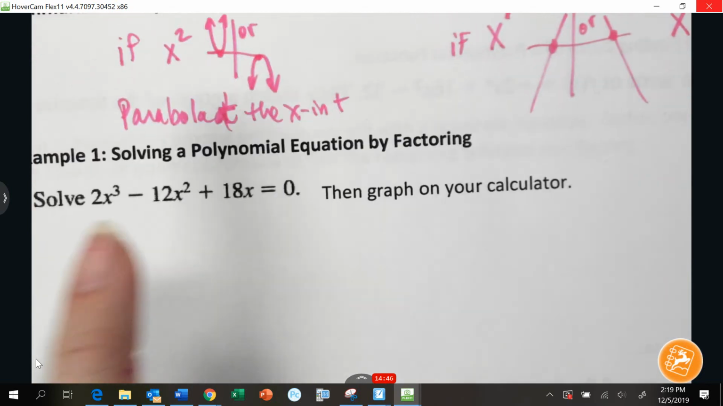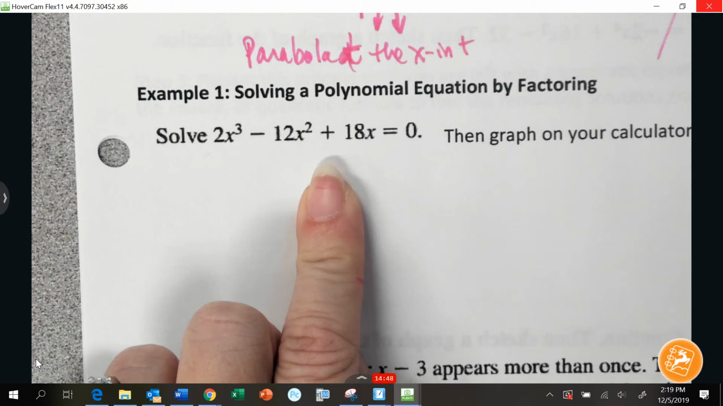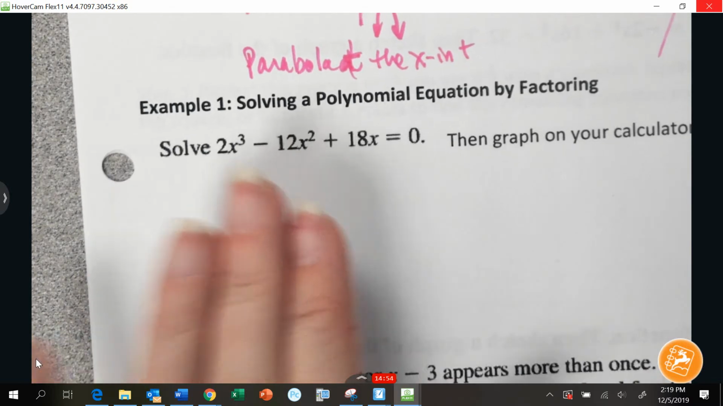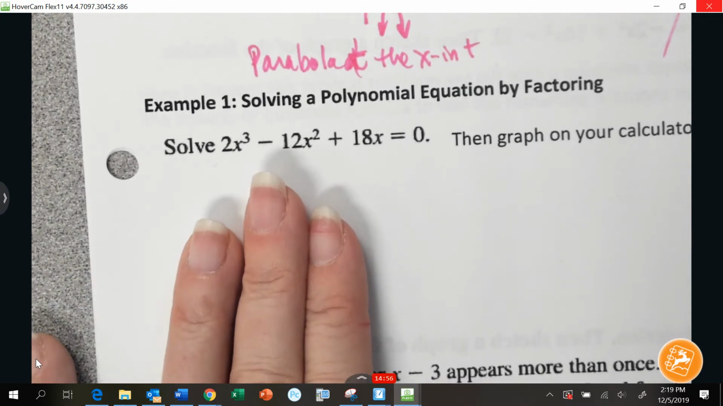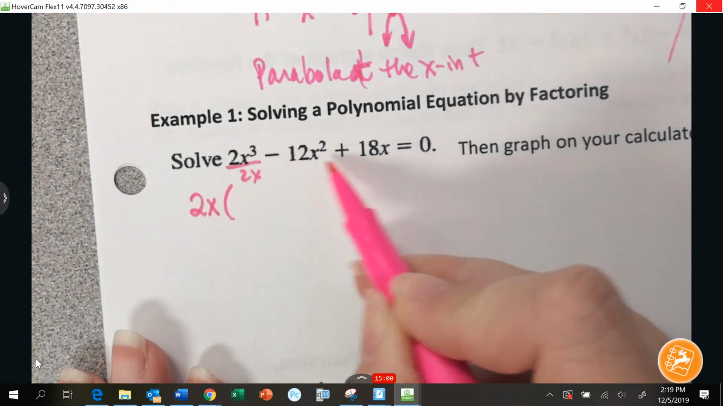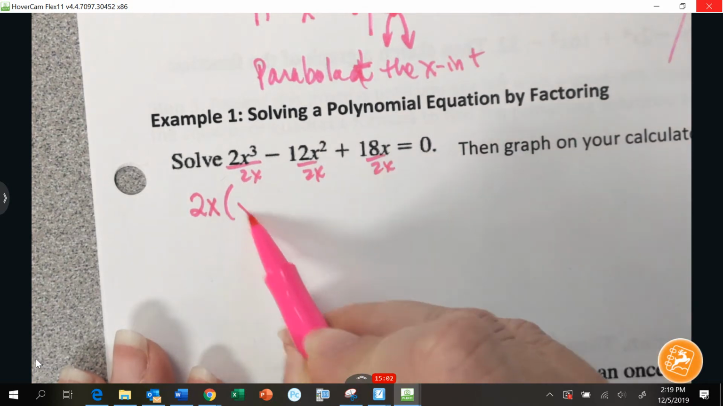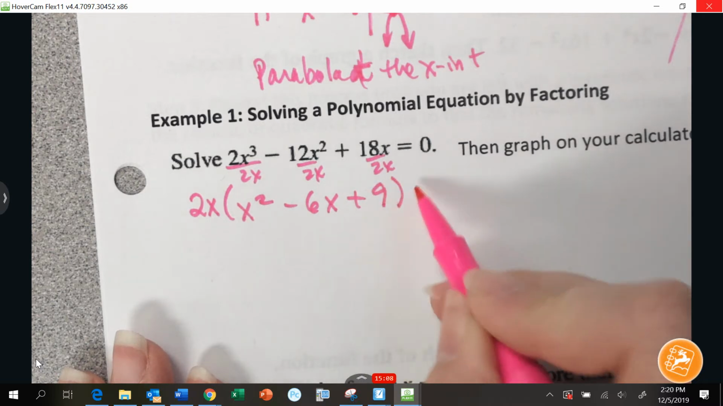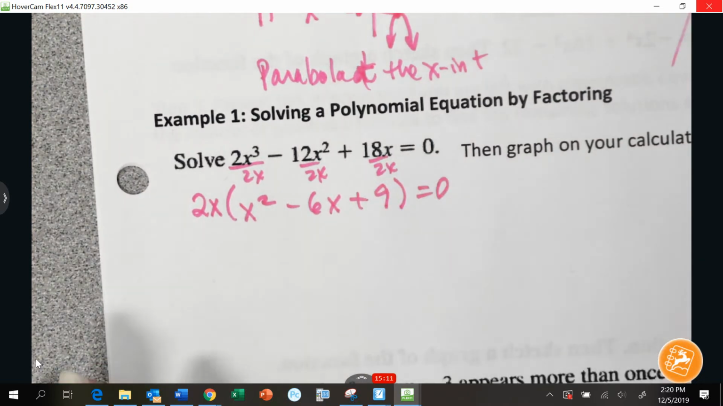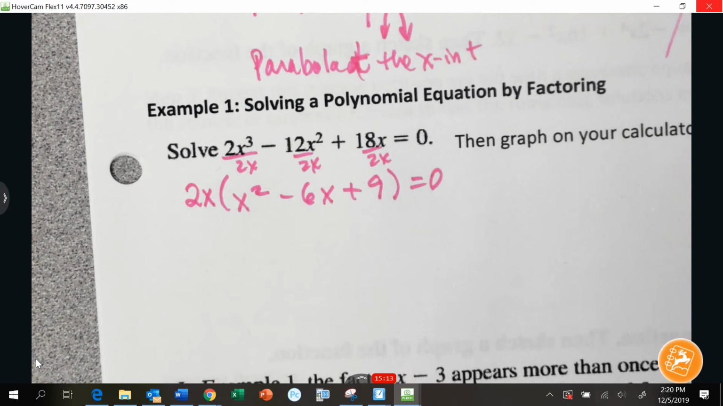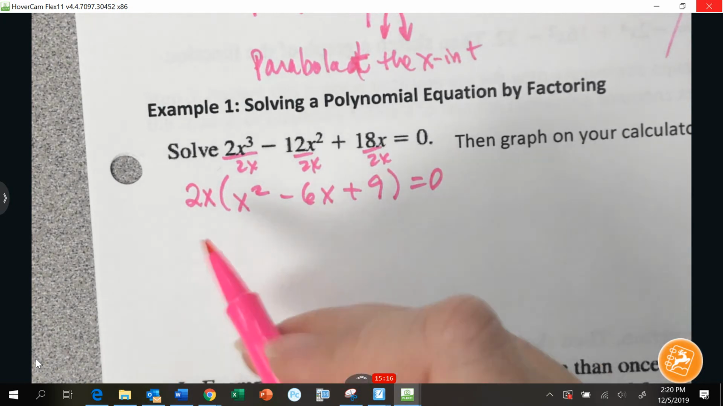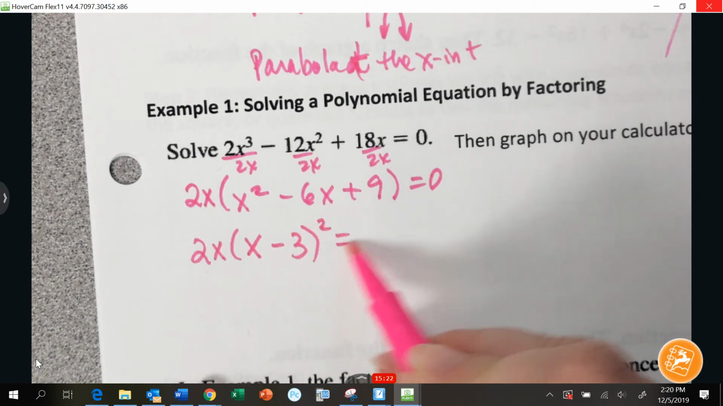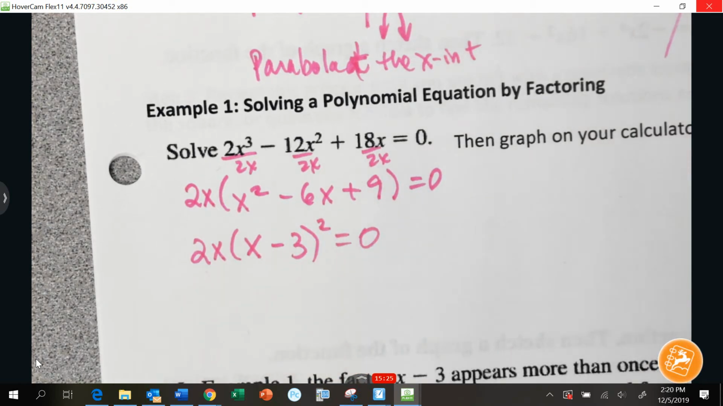So we're going to solve example 1 by factoring. Then we're going to look and see it on the calculator. So what do I do first? GCF. Whew, I just did this one at the top of the page and I didn't even realize it. So then from here, I'm going to factor the trinomial, and you guys are so good at factoring that I'm going to do it really fast. And it ends up being x minus 3 squared. And we have it factored all the way.